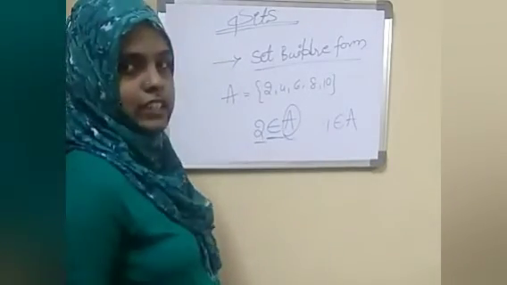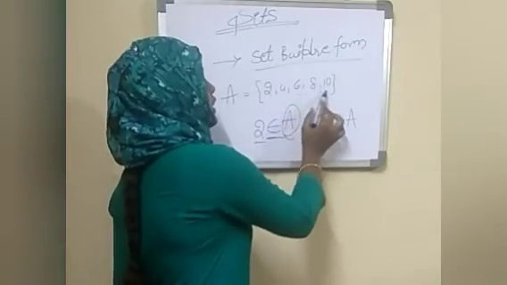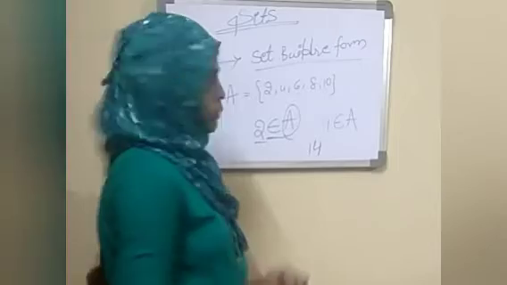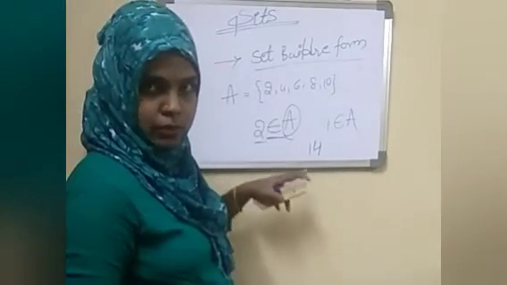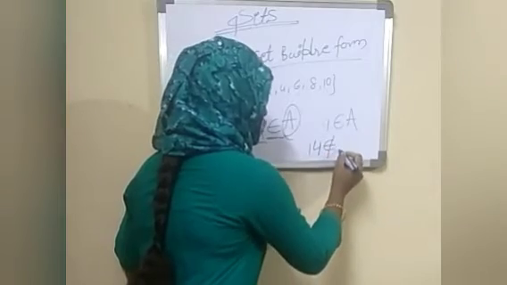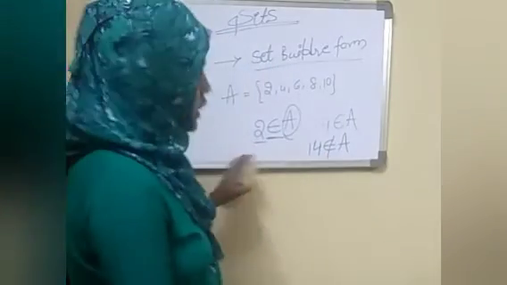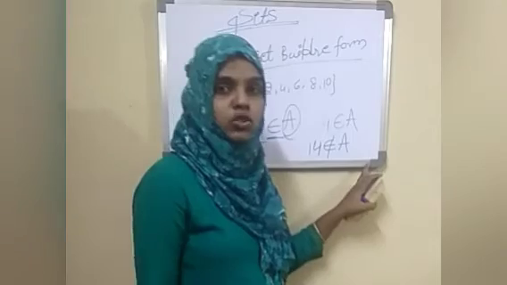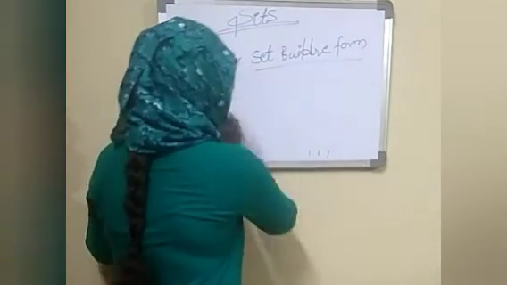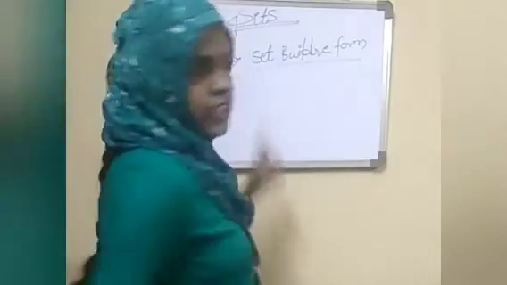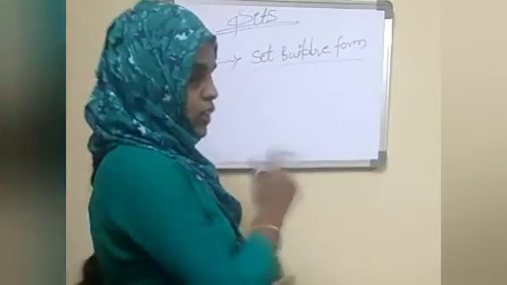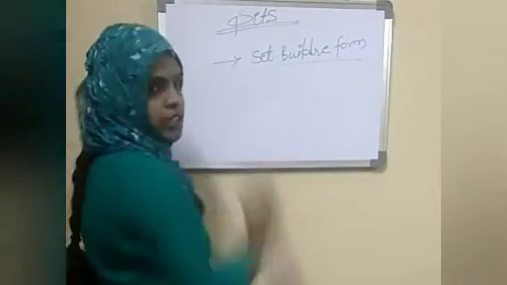Another example: here is 6, 8, 10 and so on. Let us take 14. Does it belong to set A? It doesn't belong, right? So 14 does not belong to A. These are the symbols we should know in sets. Okay, now let's go to set builder form.